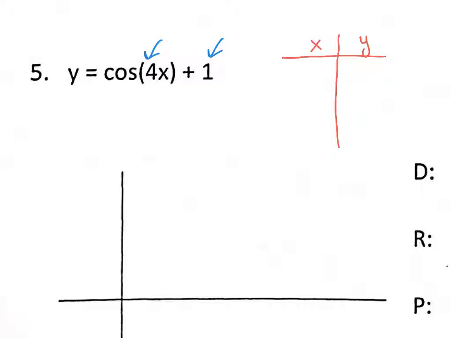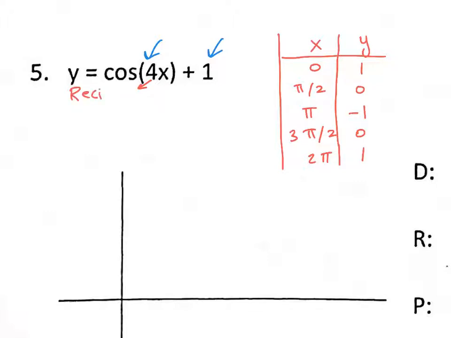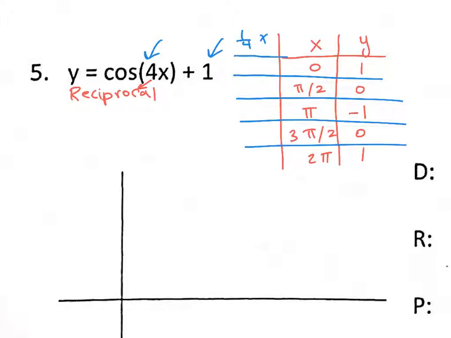So the table is going to be 0, 1, pi over 2 and 0, pi and negative 1, 3 pi over 2 and 0, 2 pi and 1. Now, the b value is 4, so remember every time you have a b value, you need to remember to take the reciprocal. In this case, it is 1/4, so that means you have to multiply the x by 1 over 4. And the y value, I have a k value of 1, so then I create another column next to the y, and I need to remember to add 1 to the y value.